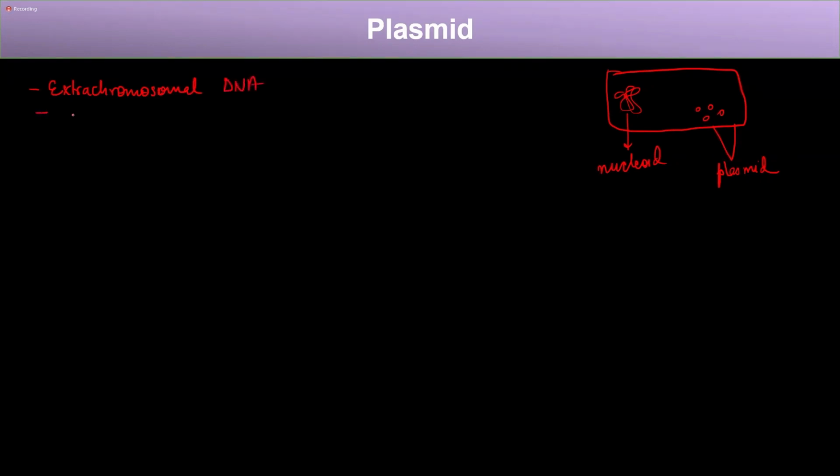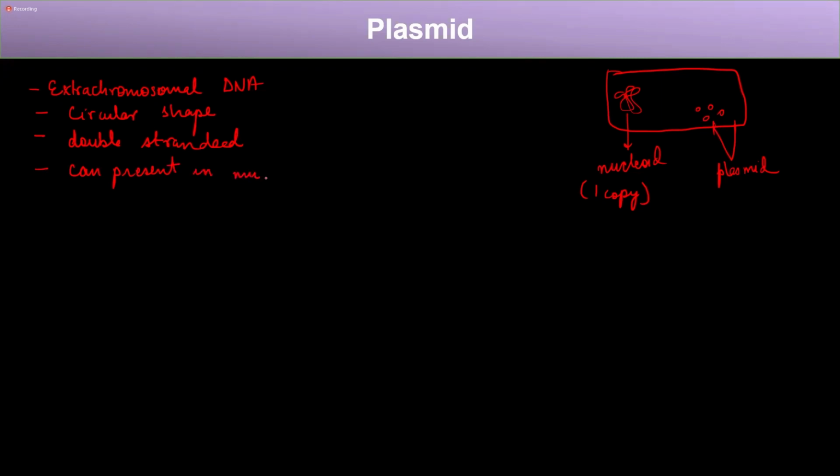Now, what is the shape of this plasmid? These plasmids are also circular in shape. Just like the nucleoid, these are also circular and they are also double-stranded. Apart from this, you can see that the nucleoid is present only in one copy, right? It is present only once. However, the plasmids can be present in multiple copies. Okay.